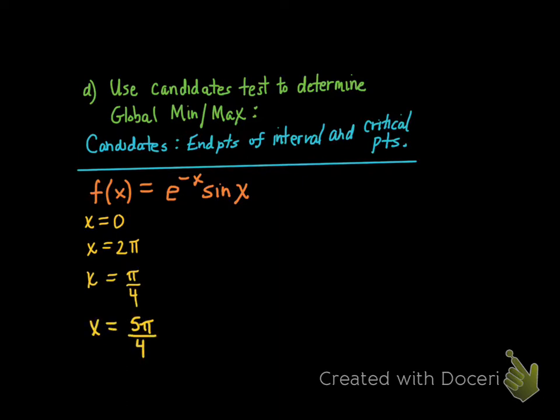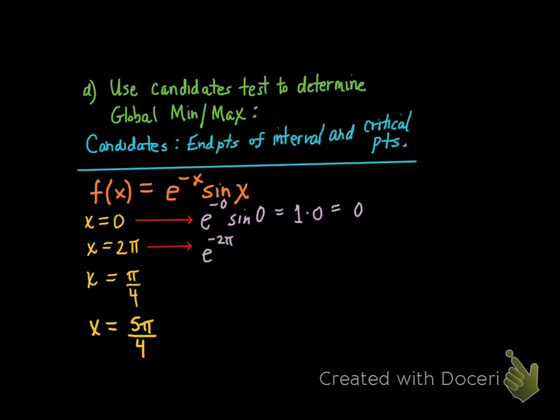So how do we test these? Well, wherever we see an x, first thing we're going to do is test x equals 0. Wherever we see an x, we're going to plug in 0. That makes e to the negative 0 times sine 0. Anything raised to the 0 power is equal to 1. The sine of 0, unit circle, is equal to 0. I get 0.